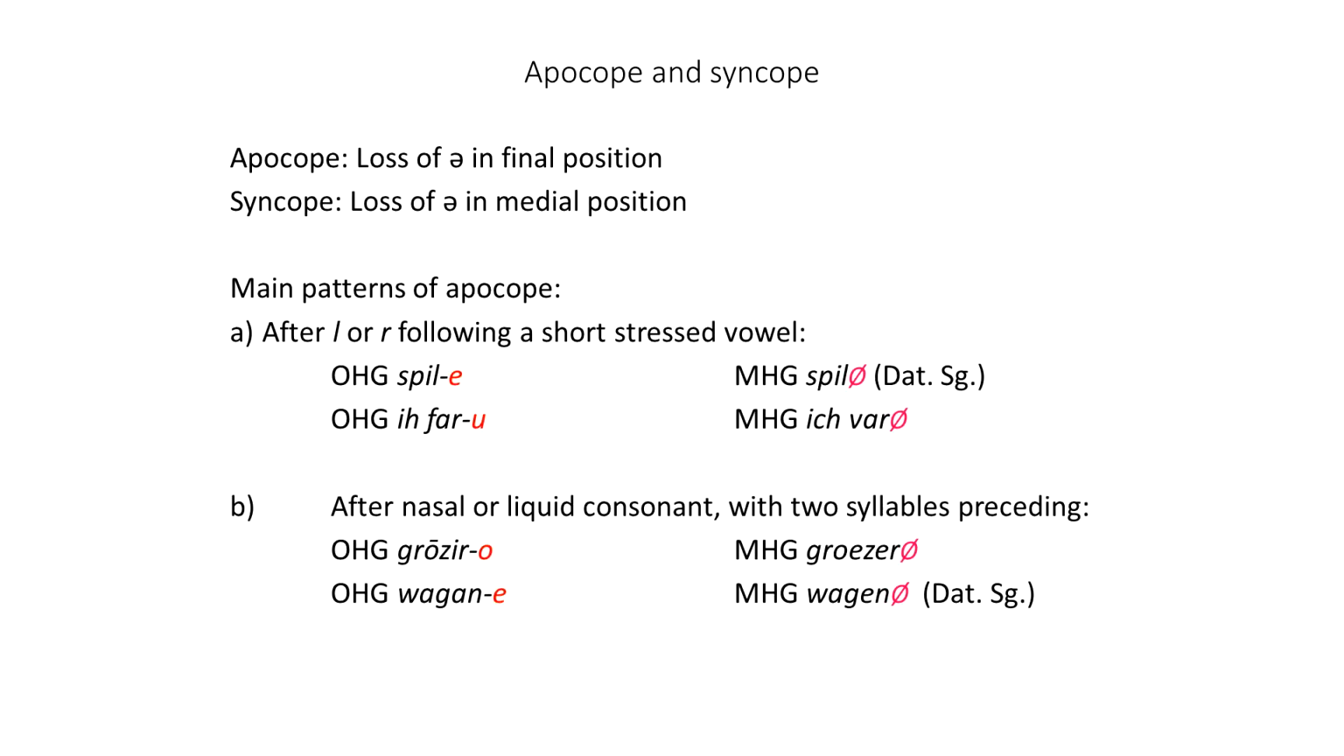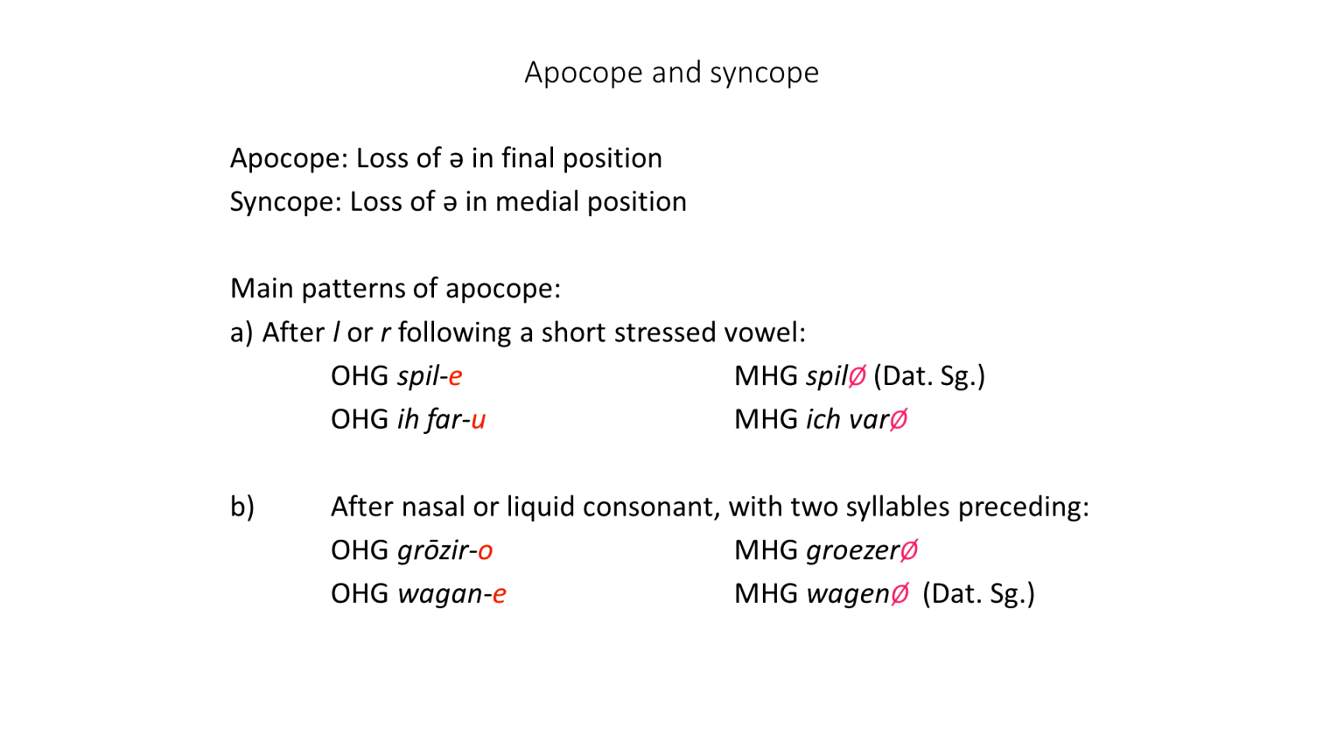Apocope and syncope. In certain positions, the unstressed vowels of Middle High German are not only weakened, but completely eliminated. We can distinguish here between apocope and syncope. Apocope concerns the loss of an unstressed e at the end of the word, syncope the loss of the unstressed e word internally. Apocope occurs mainly in 2 situations. Firstly, after a short root syllable ending in a liquid, so L or R.